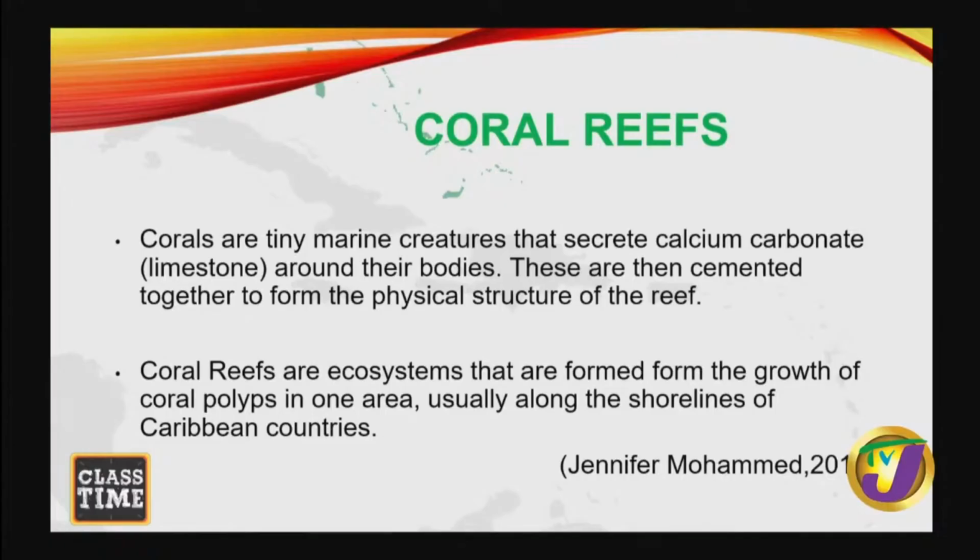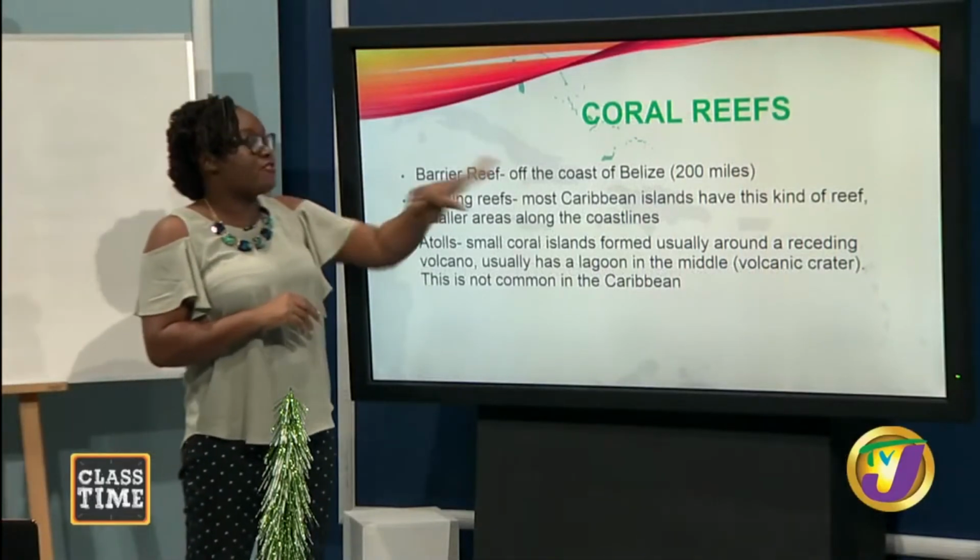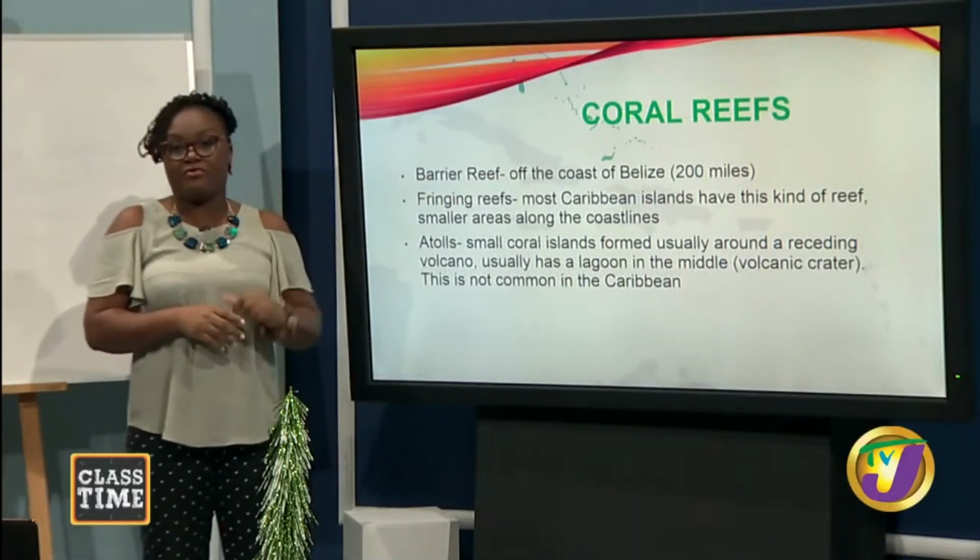But coral reefs are more than that. They are ecosystems that are formed from the growth of these same coral polyps in the one area, usually along the shorelines of Caribbean countries, right? And so all of that put together over time becomes the coral reef. So why is it so important that we look at this? And I mentioned the barrier reef of Belize. That's the only barrier reef we have.